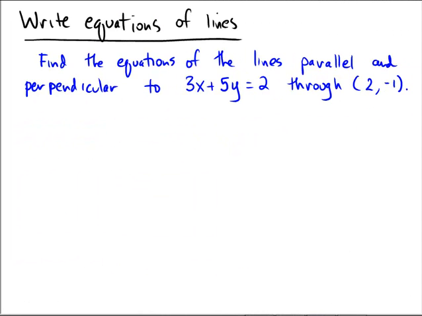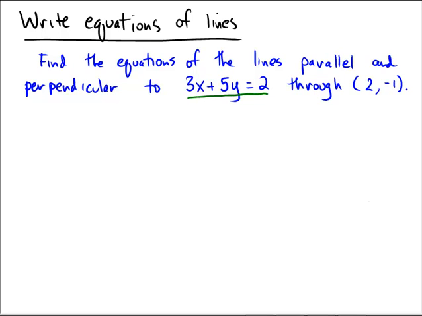This problem is asking us to find the equations of the lines parallel and perpendicular to a given line through a given point. So one key first step to being able to do this well is that we're going to have to figure out what the slope of the given line is.